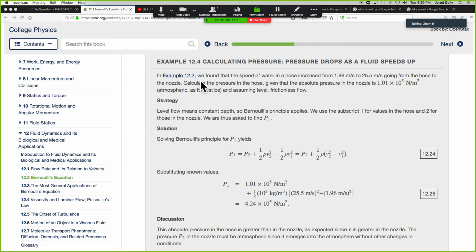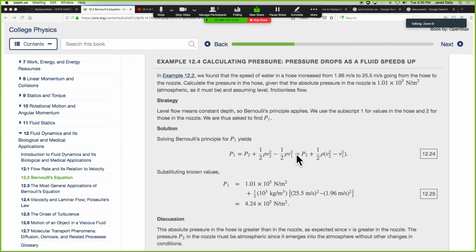So they know pressure 2. Why do they know pressure 2? Let's see. We have water in a hose that's going from a speed of 1.96 to 25.5. That's from the previous example. So that's speed 1, or velocity 1. That's velocity 2. Then we want to calculate the pressure in the hose. The pressure at the nozzle is 1.01 times 10 to the fifth. Why? Because they let it out of the hose. Once you let the water out of the hose, the pressure on that water is just atmospheric pressure, which is 1.01 times 10 to the fifth newtons per meter squared. So that is the pressure 2.